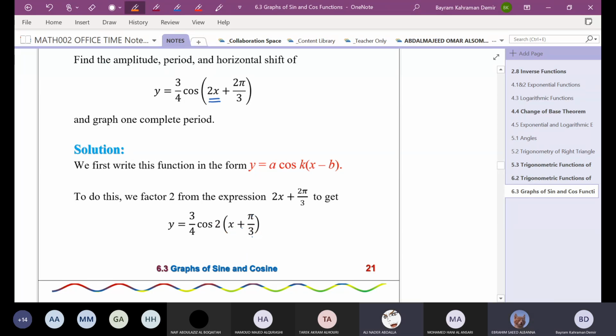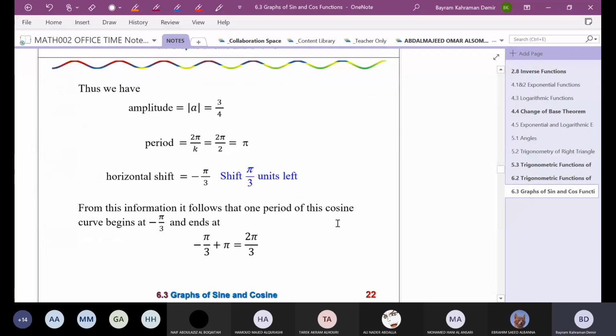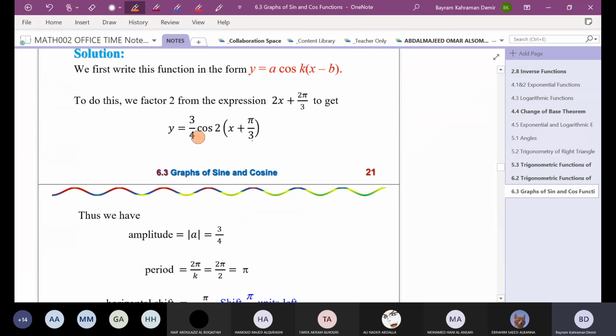So the 2 is k. Yes, k is 2, of course. Now, how is the graph? Of course, amplitude is, as you remember, 3 over 4.